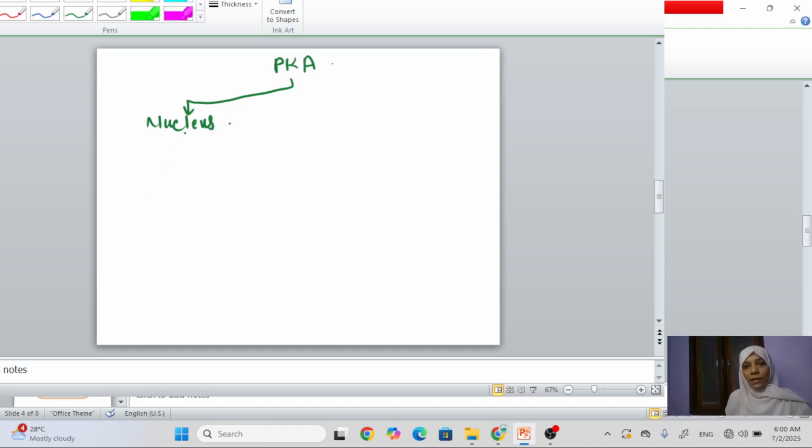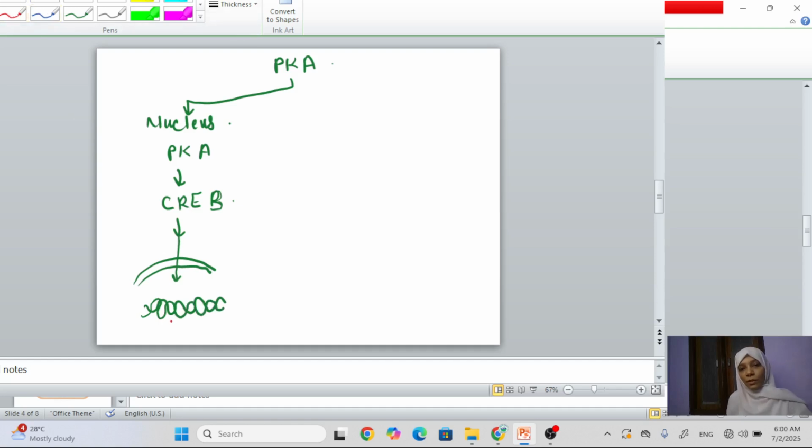inside the nucleus. This PKA activates the CREB. This is the nucleus. CREB enters into the nucleus and binds with the CRE subunit of the gene. Here is some subunit present called CRE. CREB comes here, binds in this position and regulates the other function.